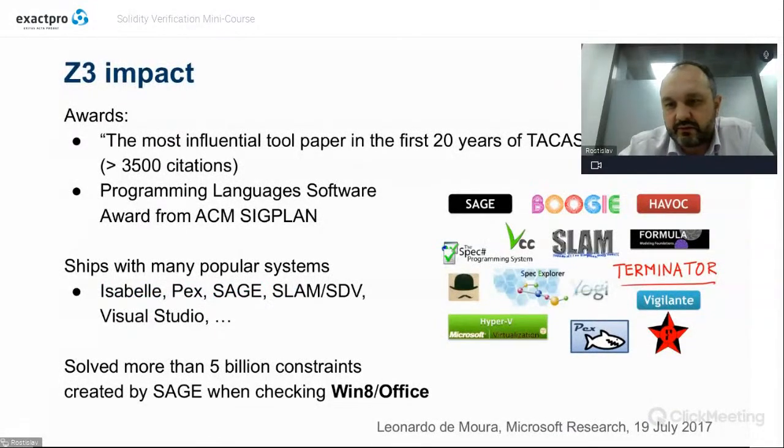So another slide, just some glory to the tree. Okay, so you see some code. It got the award of being the most influential tool paper in the first 20 years of TACAS. It's a major conference on software engineering and computer science. So it has more than 3,000 citations. And also it got an award from ACM.